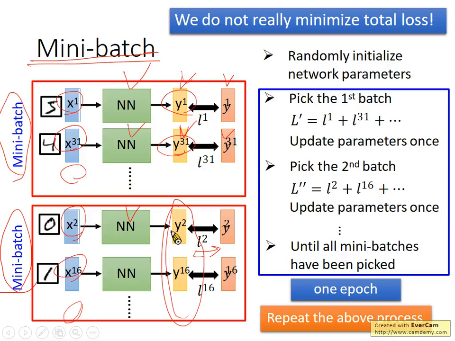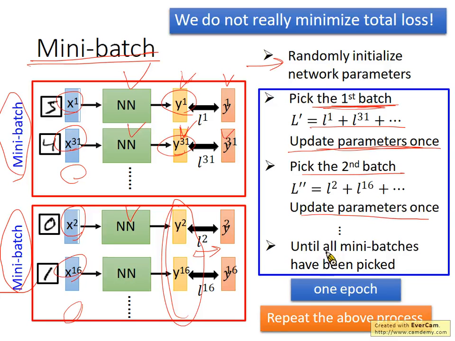So the whole procedure looks like this. Initially, we randomly initialize the network parameters. Then we pick the first batch. The first batch may just contain a subset of the training data, and we update the parameters once. Then we pick the second batch and update the parameters once, until all mini batches have been picked.